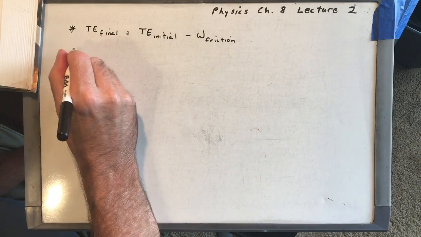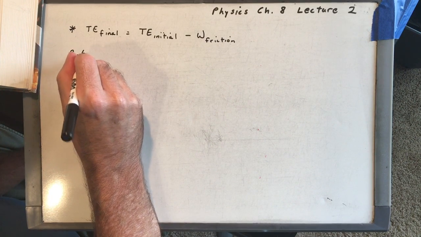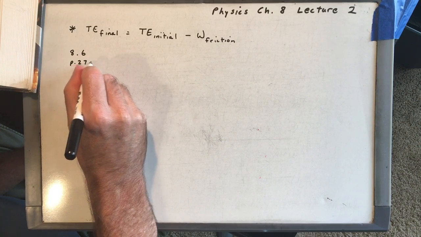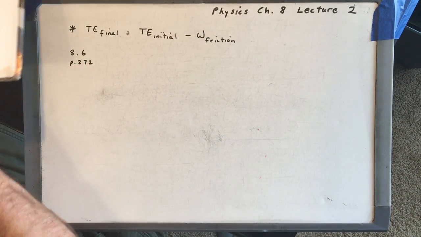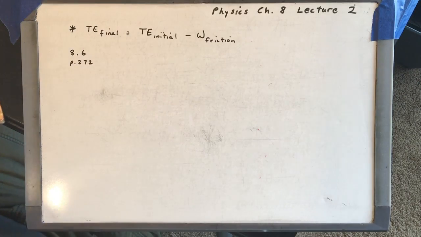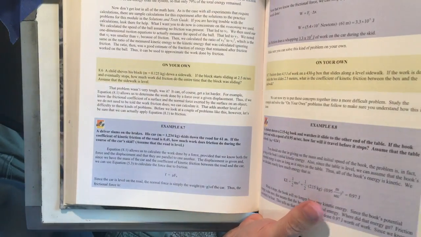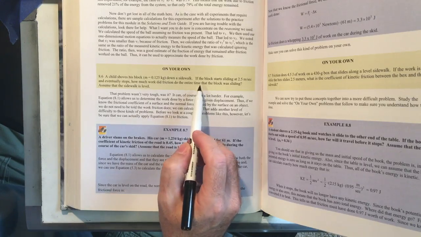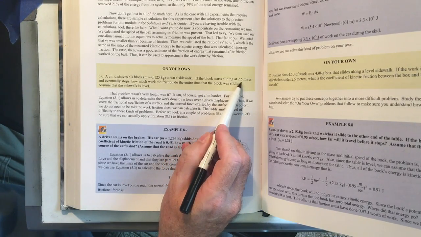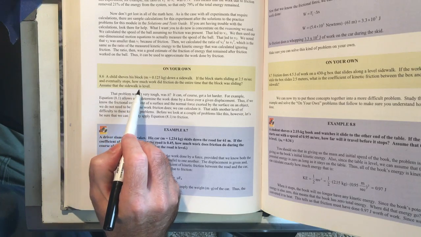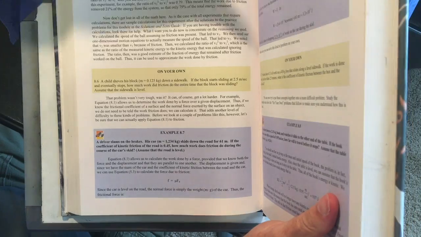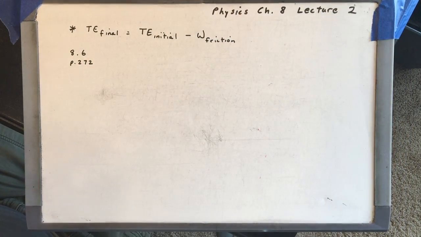Okay, so let's use this in example 8.6 on page 272. All right, so let me see if I can bring this into view. It says a child shoves his block down a sidewalk. Of course, so there's no height here. If the block starts sliding at 2.5 meters per second, eventually stops, how much work did friction do the entire time the block was sliding? And we have to assume that the sidewalk is level.